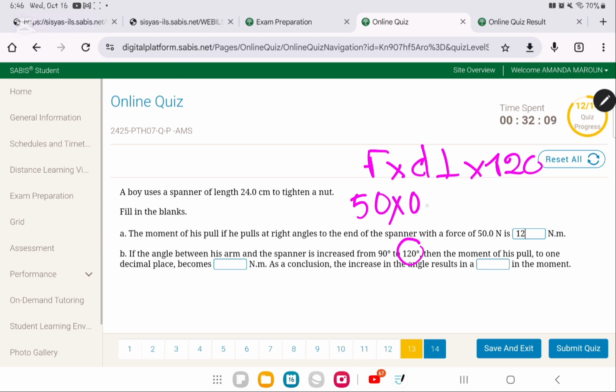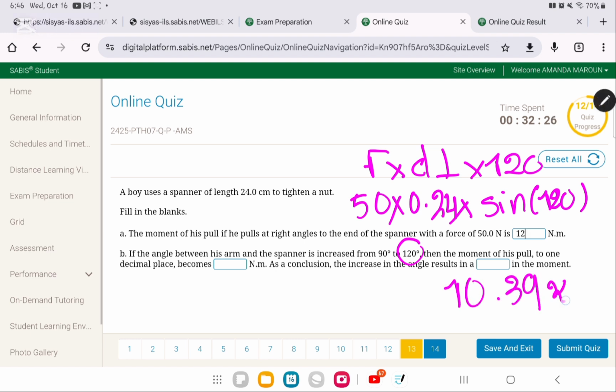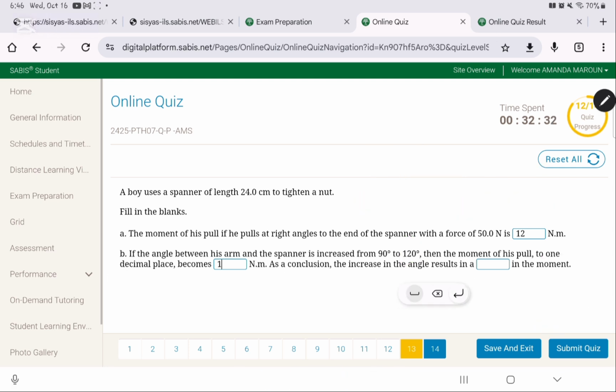The perpendicular distance is the same, which is 0.24, but it is now sine 120. If you do it on the calculator, you are going to get 6 radical 3, which is approximately 10.39, which is approximately, because they need it to 1 decimal place, 10.4. Pay attention in the exam.